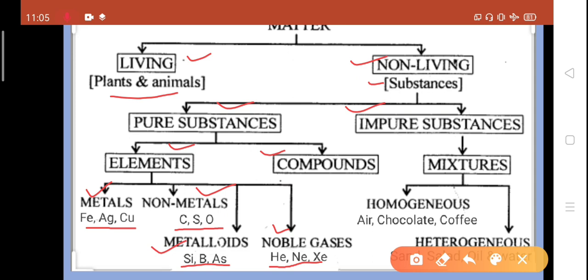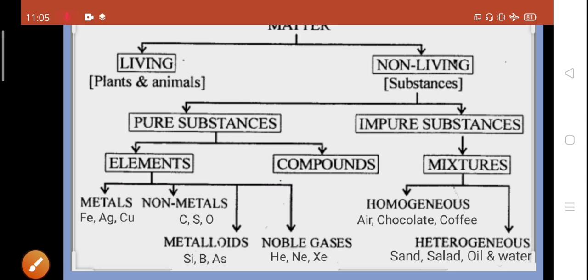Now, impure substances means mixtures. Mixtures are again of two types, homogeneous and heterogeneous. Homogeneous includes examples like air, chocolate, coffee, and heterogeneous, sand, salad, oil and water.